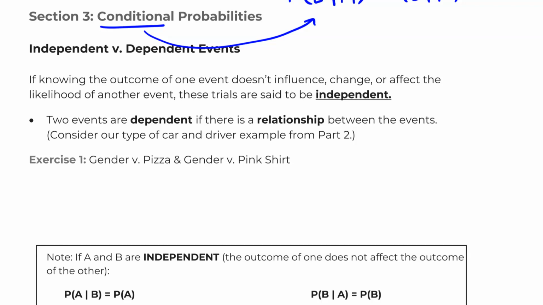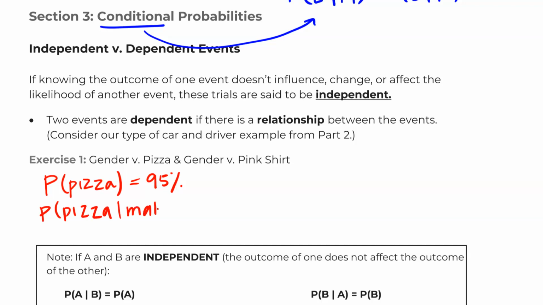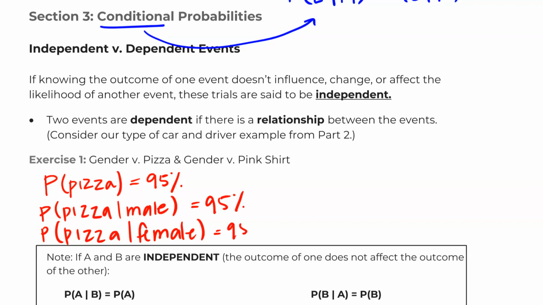So first thing here we have is that idea of independent versus dependent, which again, we saw in that last worksheet. This is the question we tackled in class. The probability of pizza, we said in class, was around 95%. Pretty much everybody loves pizza. That probability of pizza should be the same even if we know the person is male or if we know the person is female, right? That should not change this probability because both genders like pizza a lot because pizza is delicious.